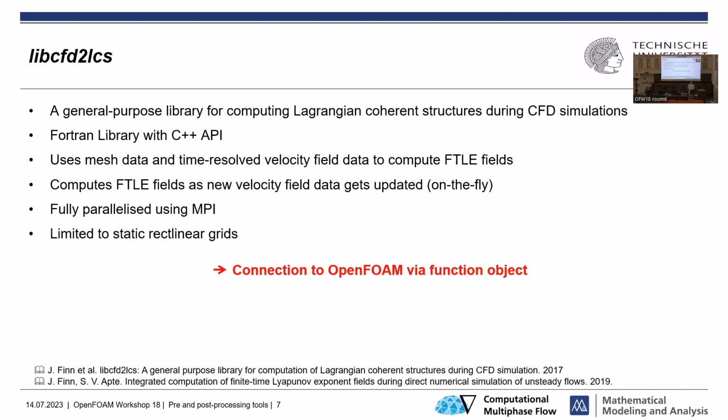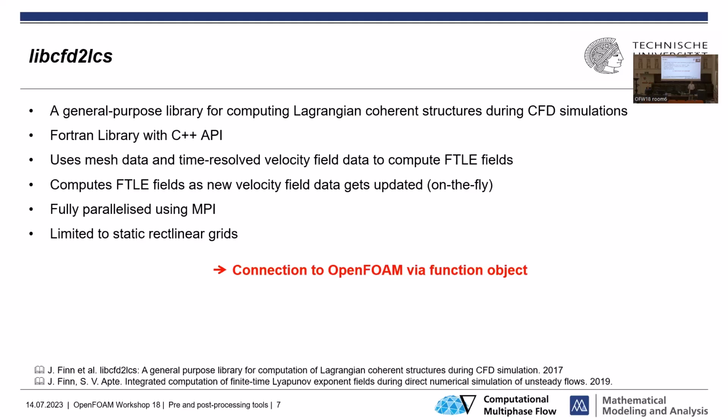Luckily for us, there was already an external library available called libc2lcs, which was first released by his colleagues from the National High Performance Computing Center in the UK. They released it, I think, in 2017. It's a general purpose library for computing such structures during CFD simulations. It's a Fortran library with a C++ API, and it's also fully parallelized with MPI. So it was quite easy, after a few changes, to make it work with OpenFOAM.